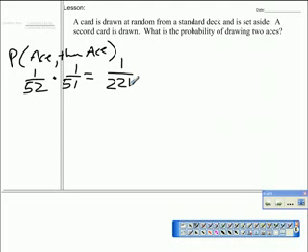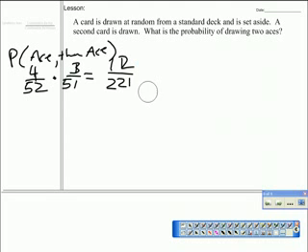Oh, yeah, maybe I'm confusing this with another problem. One in 221. Okay. I don't know what. Yes, it would. Okay, thank you.